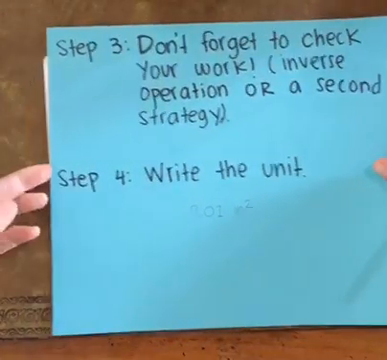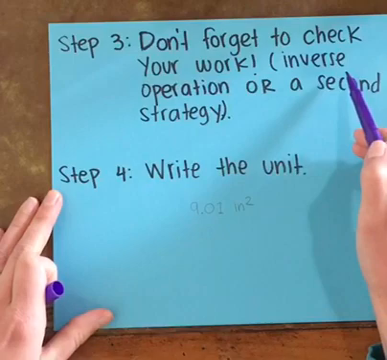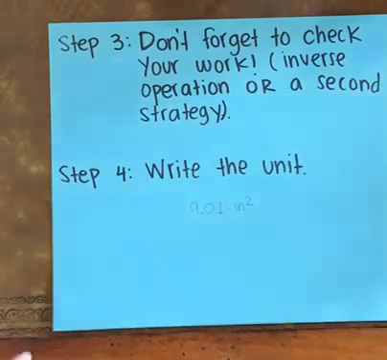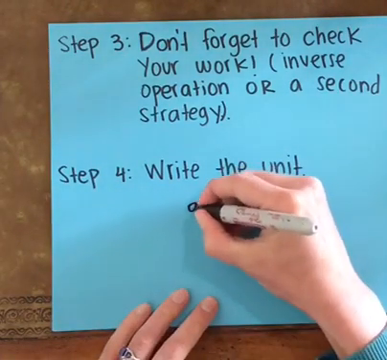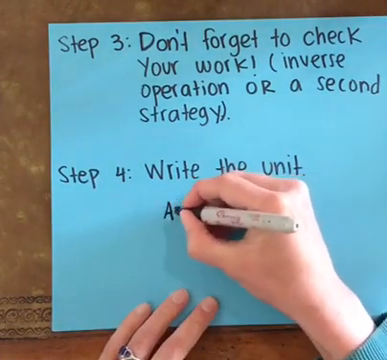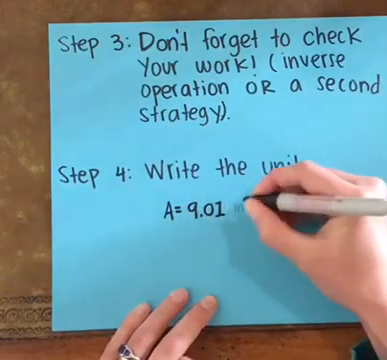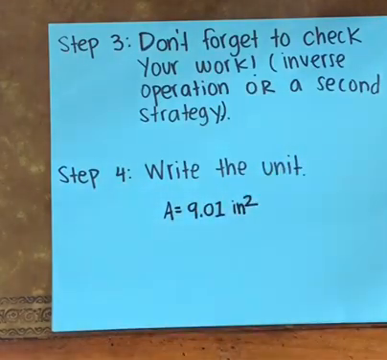Step 3, don't forget to check your work. We just did that. You can use the inverse operation, which is how we checked it, or you could use a second strategy. And lastly, we're going to write in our answer, making sure it's the correct unit. The area of the rectangle for problem number 1 is 9 1/100 inches squared. Square units for area. And now we have the area for our first rectangle on our practice page.